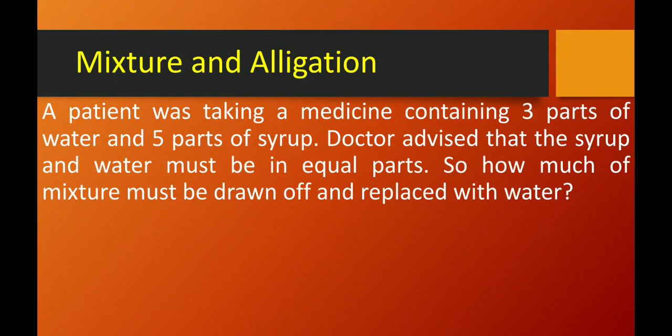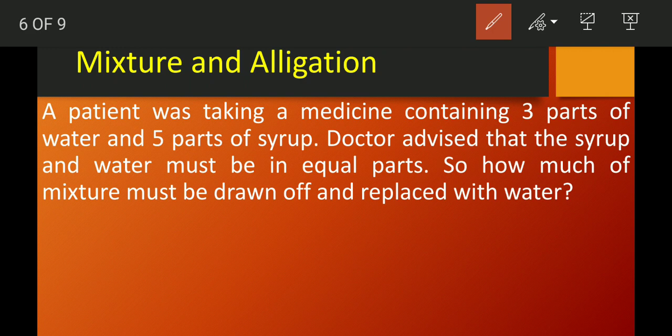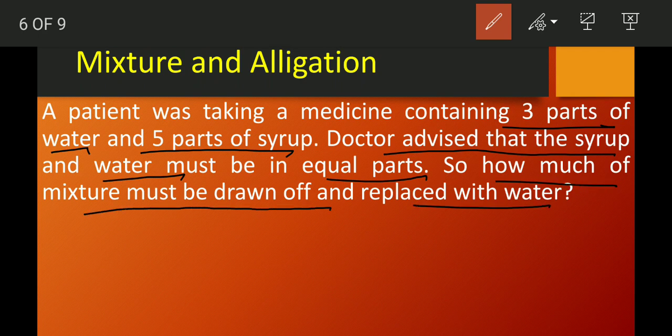Now move on to our next question, which is also the last question. In this question it is given that a patient was taking a medicine containing 3 parts of water and 5 parts of syrup, but the doctor advised that syrup and water must be in equal parts. So to make this, how much of the mixture must be drawn off and replaced with water? Initially the ratio of water and syrup is 3:5, but as the doctor advised, the ratio of water and syrup has to be 1:1. So how to make this possible?